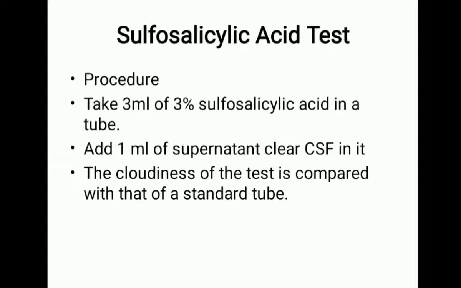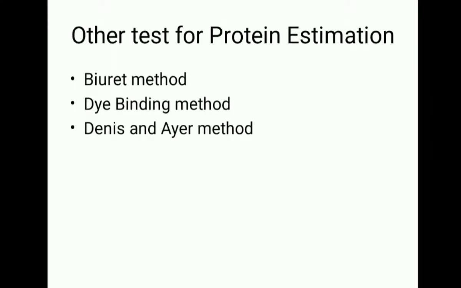Next we have the sulfosalicylic acid test. Talking about the procedure, first take 3 ml of 3% sulfosalicylic acid in a tube. Add 1 ml of supernatant clear CSF to it. The cloudiness of the test is compared with that of the standard tube. We have a number of different tests for protein estimation like the Biuret method, dye binding method and other methods.